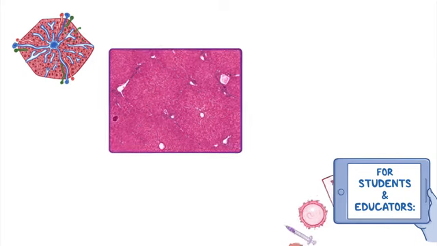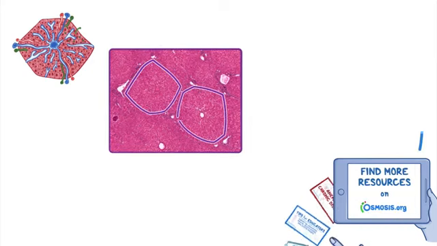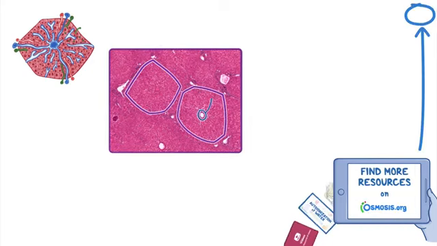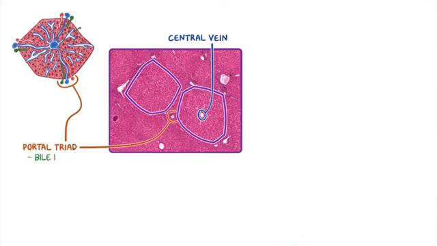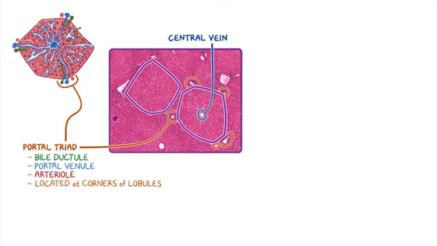The hexagonal shape of the hepatic lobules can be identified by their slightly darker edges and the prominent central veins in the center of each lobule. The portal triad consists of a bile ductule, portal venule, and arteriole. After identifying the lobule, it can be easier to locate portal triads in an image, since they're typically located at the corners of the lobules.